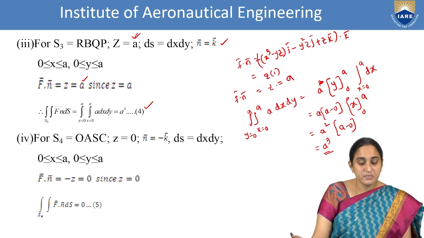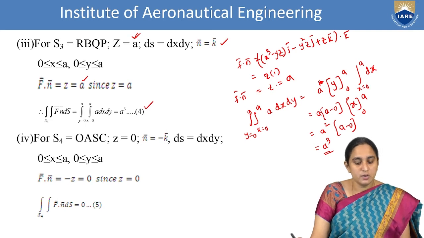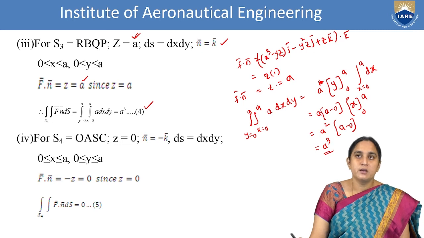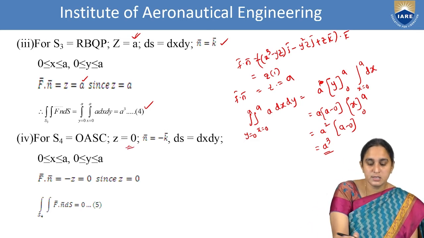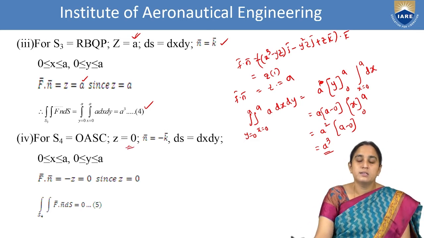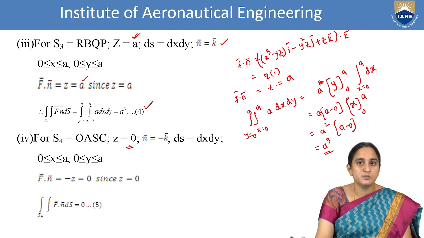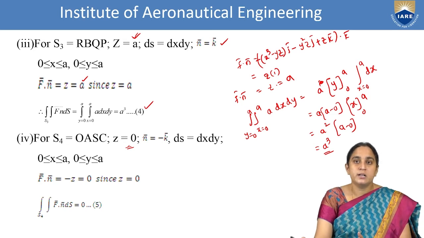Next I calculate the fourth face on the z-axis negative side, that is S4. What is S4 here? OASC, where the z limit is 0. Already I discussed in the previous face that z passes through 0 to a. That means z equal to 0 is on the negative side of the z-axis.